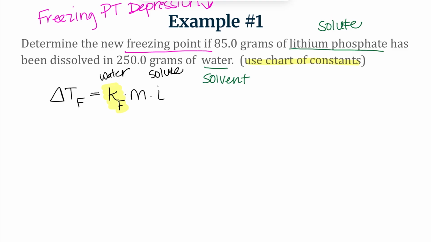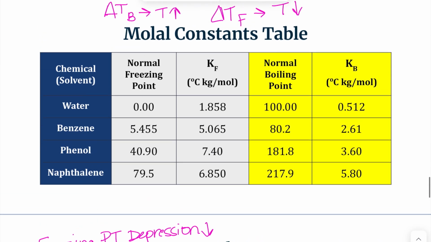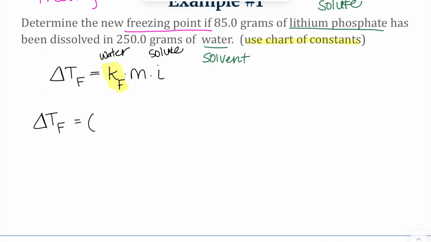And so as we go through and look at what are the pieces we need, delta T F, freezing, is going to be that KF. So that's for water. So I'm going to go to my chart and my KF for water. Water is here. My KF value, 1.858, is there. Now I'm going to have to find the molality. So let's find the molality of our solution.